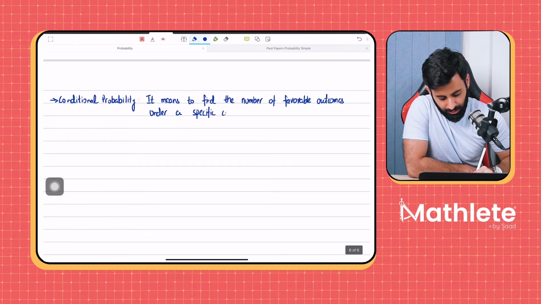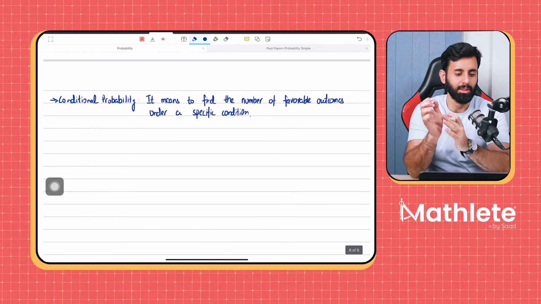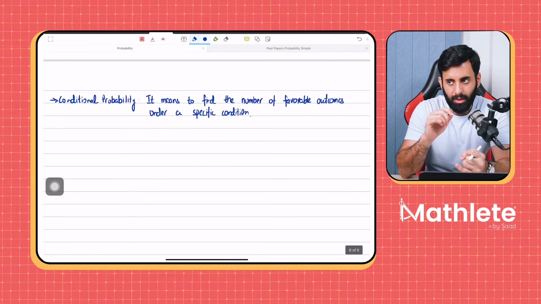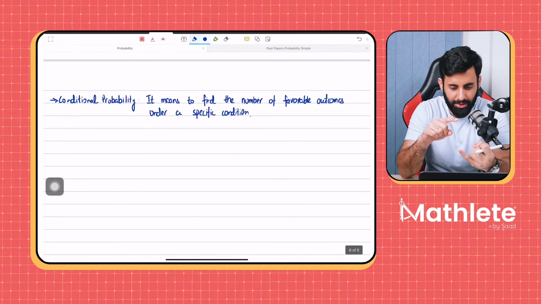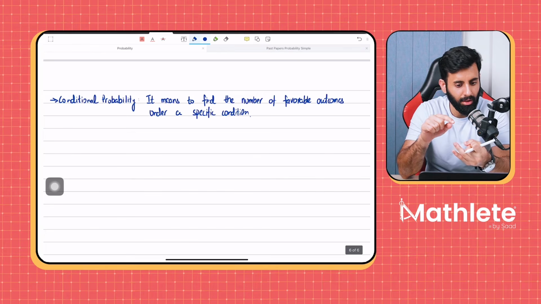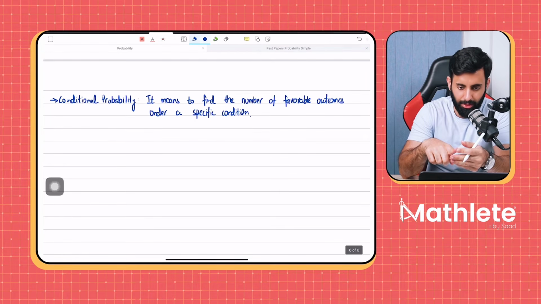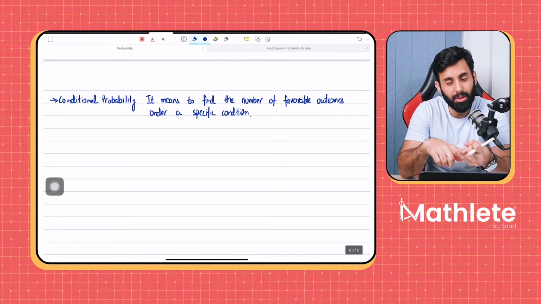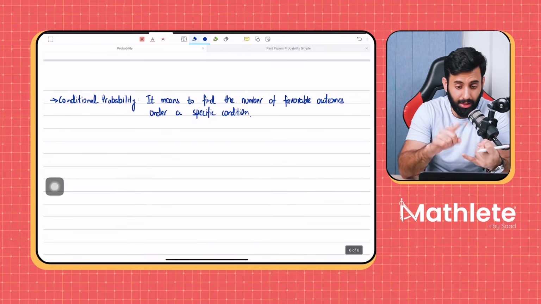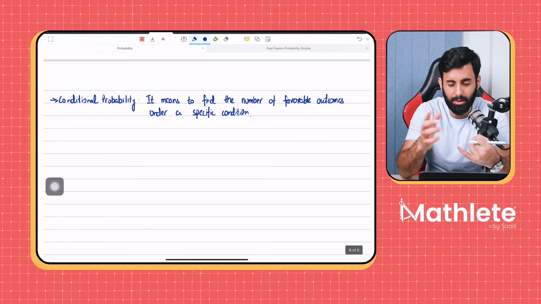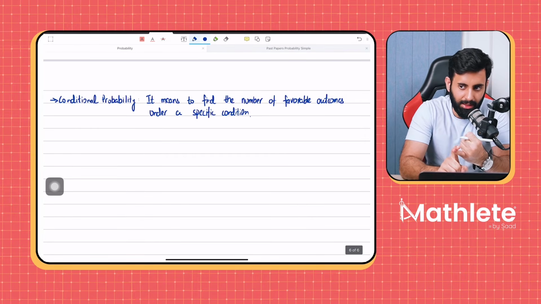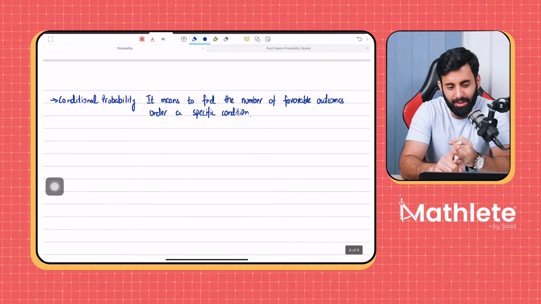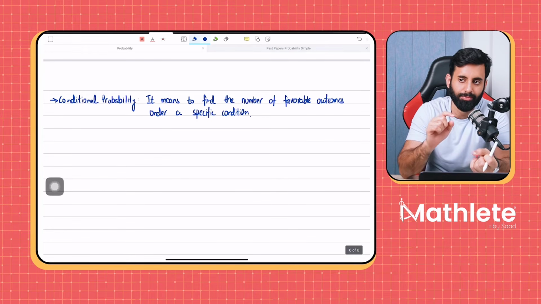To give you an example, this is what a question can sound like. Let's say you're traveling by train or car, and you can either be late or on time. Now the question could be like this. Given that, let's say the name of the person is Ali, given that Ali is late, find the probability that he traveled by train.